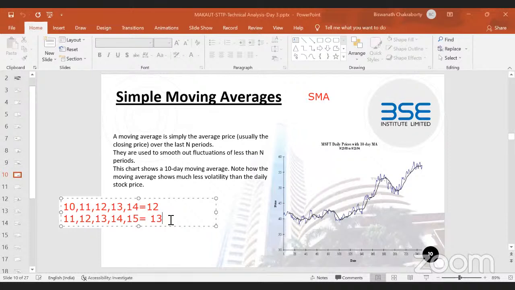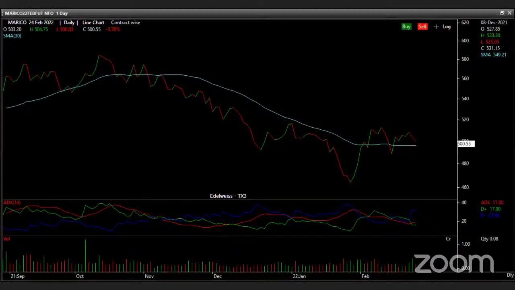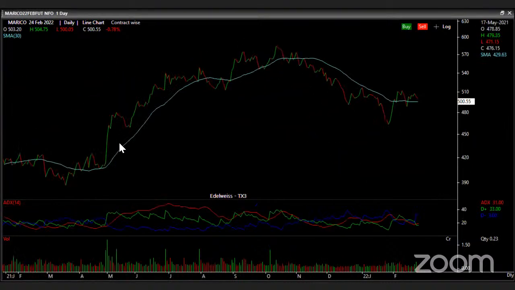Now, we are coming up with a real-time chart. My screen is visible, na? Yes. Here, I have considered a 30-day simple moving average. Correct? And I'm going to narrow it down.